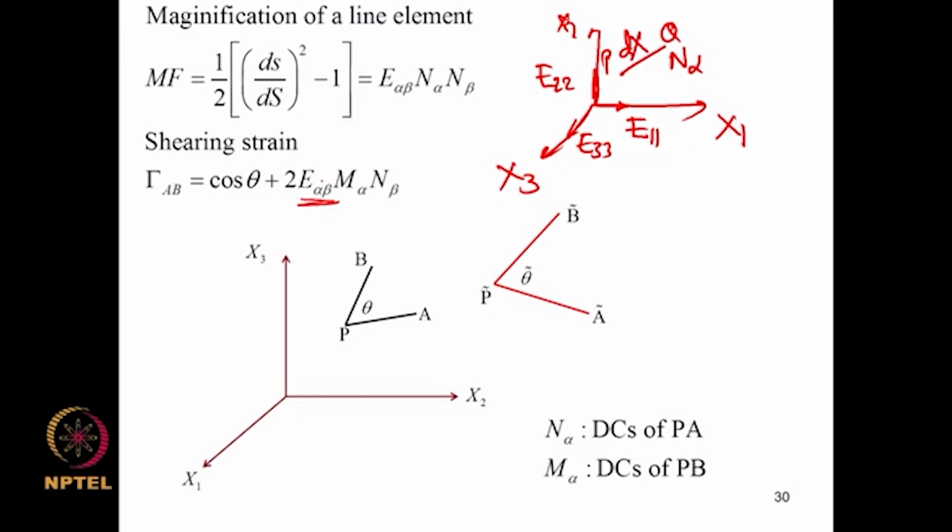So, here again, if theta is pi by 2 and the line segments are aligned with the x axis and y axis, here there are two direction cosines, n alpha are the direction cosines of PA and m alpha are the direction cosines of PB. So, if PA aligns along one of these axes and PB aligns along one of these axes, then for example E12 will be the shearing strain as per this definition between these two line segments. So, the Green-Lagrange strain has this interpretation.